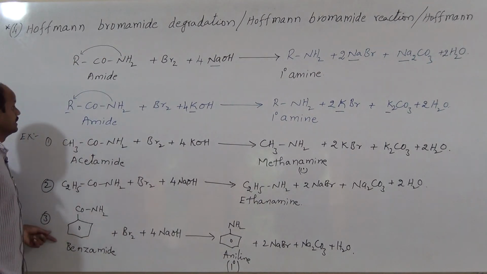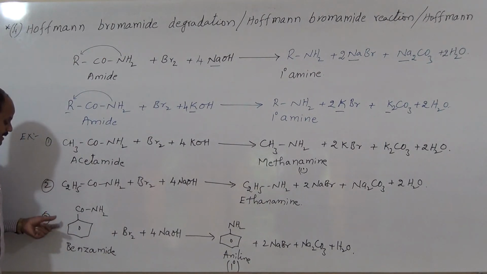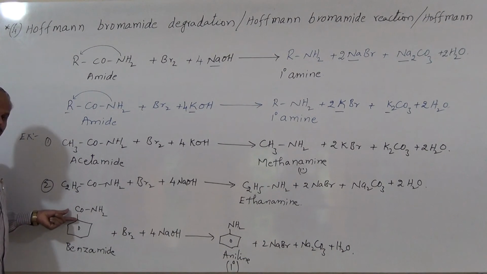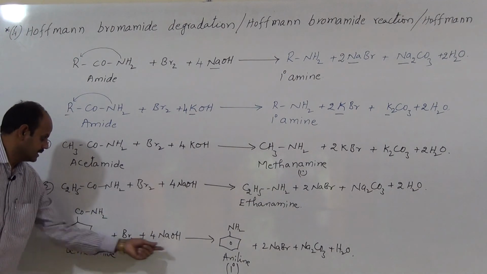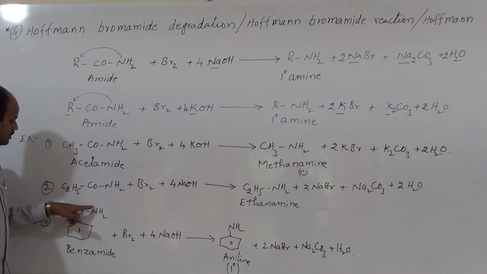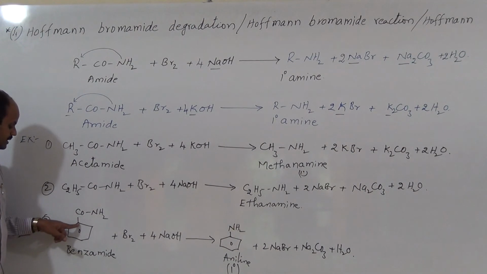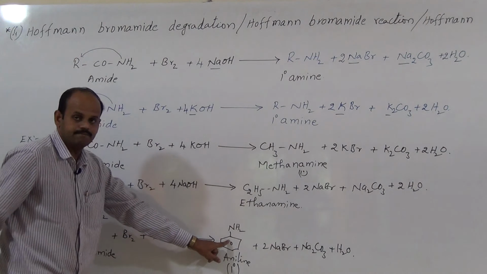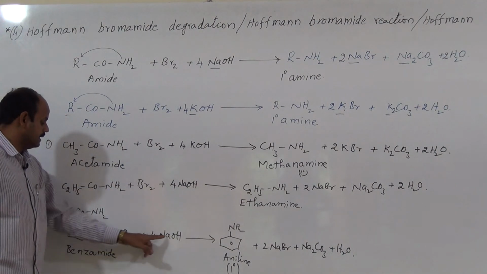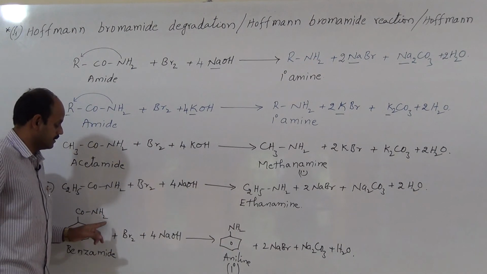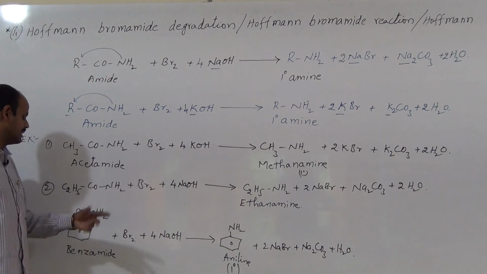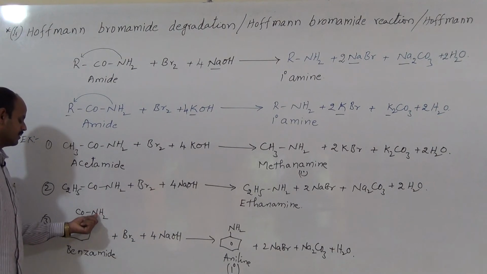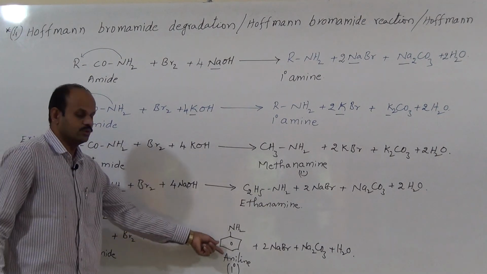Thus this reaction is called Hoffman bromide degradation. Here benzamide C6H5CONH2 reacts with bromine in the presence of alkali NaOH. Then here CO is removed, this NH2 group is directly attached to this benzene, thus we get aniline. And NaBr and Na2CO3, and here H is removed and combined with OH, thus we get water also. Later again one more H is attached on this one, thus finally we get NH2 here.